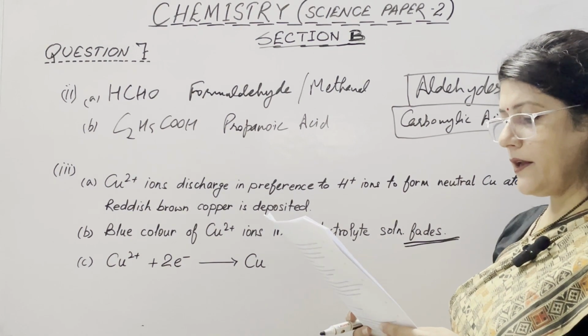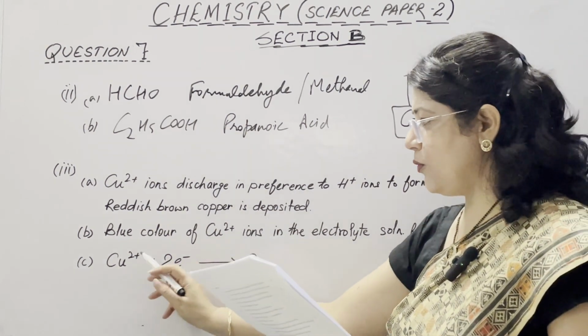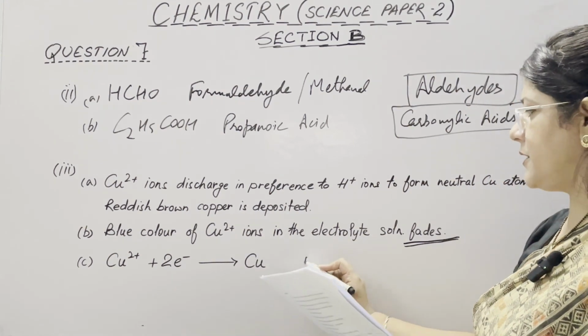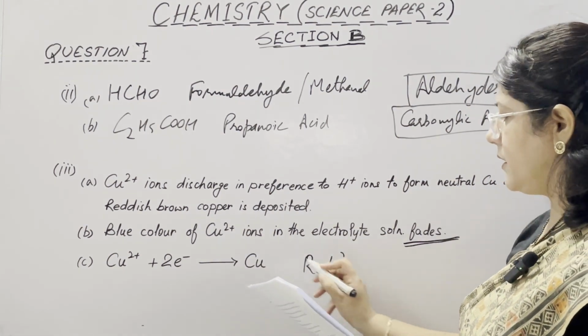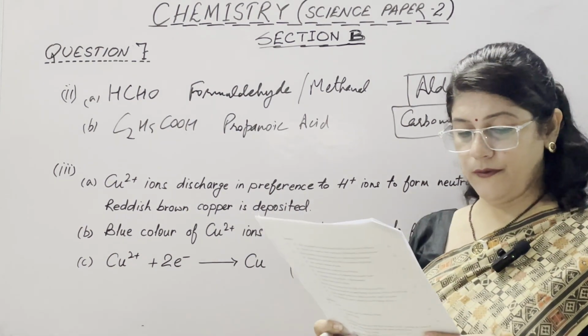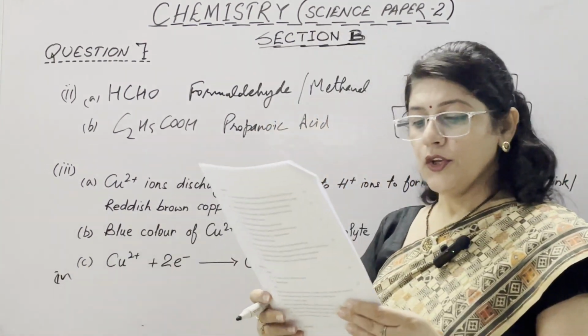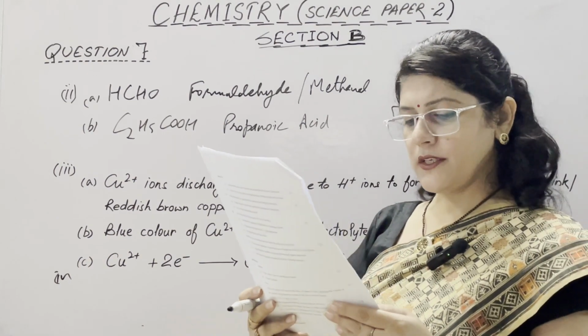And then state the reaction at the cathode. Cu2+ plus 2 electrons, gain of electrons, and copper atom is produced. It means reduction occurs at the cathode. In the fourth part, choose the answer from the list which fits the description.